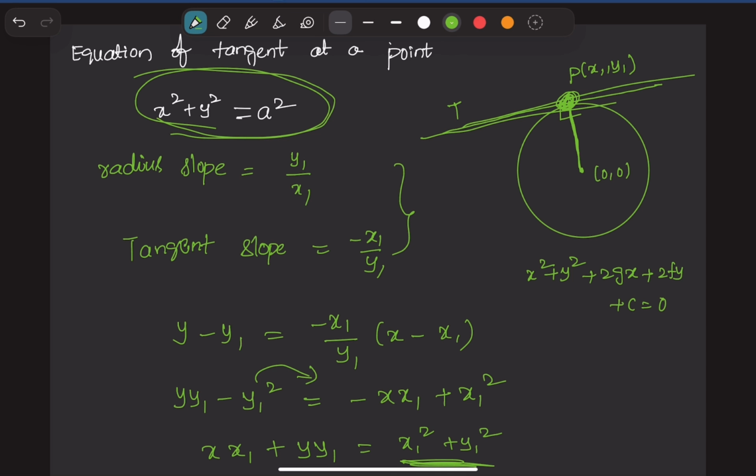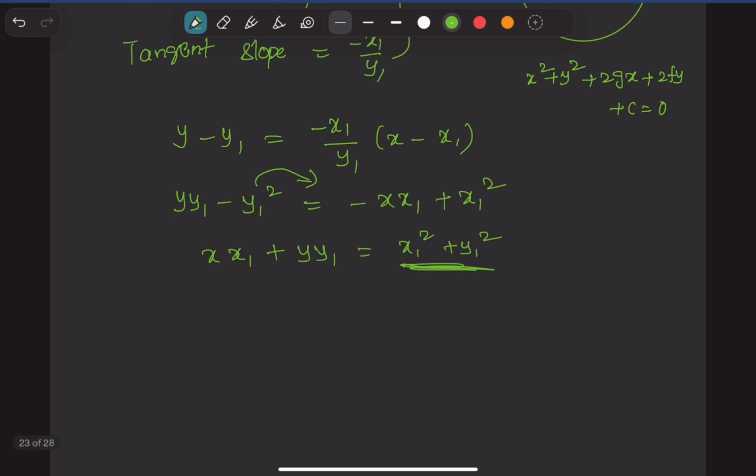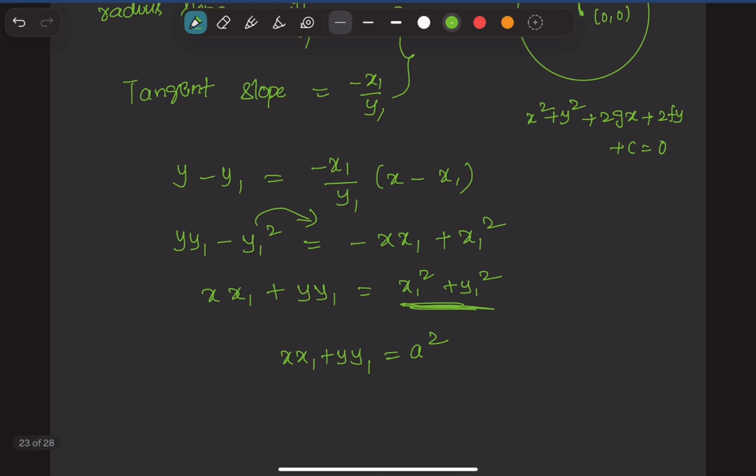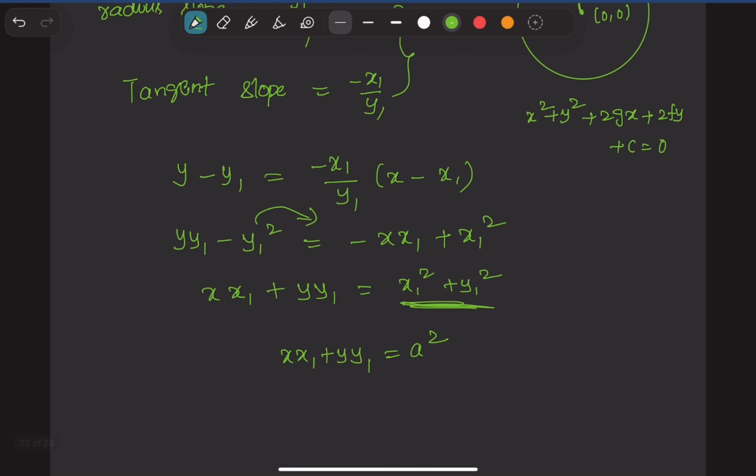Since your (x1, y1) lies on the circle, you can put those values here. So when you plug in (x1, y1) into this equation, you'll get x1 square plus y1 square is equal to a square. So this is simply a square. So x x1 plus y y1 is equal to a square. So this is what we got. This is the equation of tangent to a circle at a given point. This can be written as x x1 plus y y1 minus a square is equal to 0.